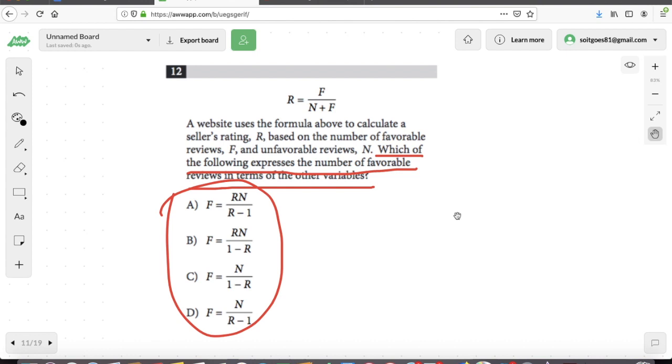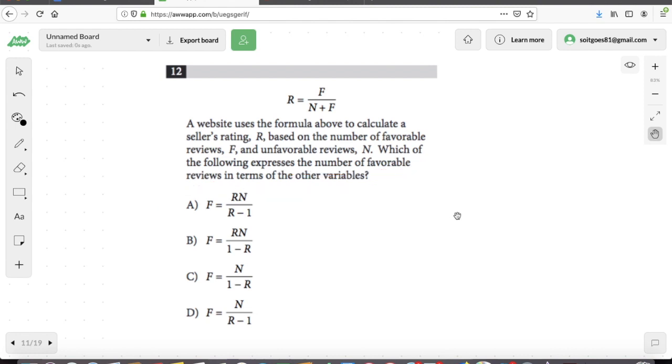I mean, look at the answer choices. All of them have F by itself on the left-hand side of the equation. Do you see that? Same concept. It's really a fancy way of saying isolate F: which of the following expresses the number of favorable reviews, which is F, in terms of the other variables. It means get F alone, isolate F. Does that make sense? Yes. Okay. All right. So the algebra on this is not easy. It is tricky. Okay.